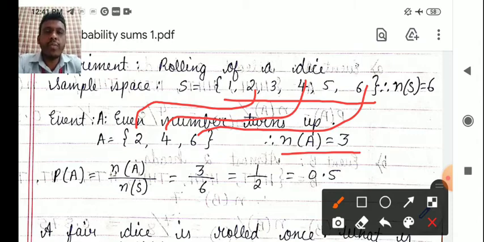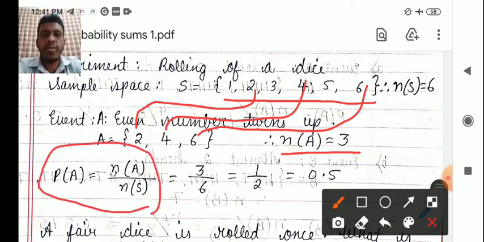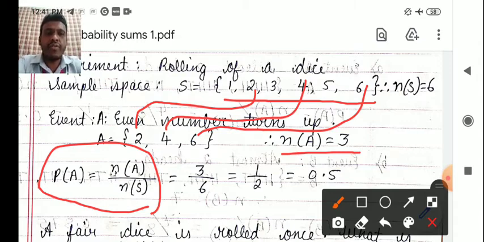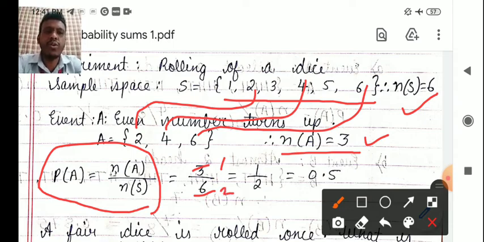So what is the probability of A? The formula is probability of A is equal to n of A upon n of S, which is equal to 3 upon 6. n of A is 3, n of S is 6. So 3 upon 6, that is 1 upon 2, since 3 ones are 3, 3 twos are 6. So it becomes 1 upon 2, which is equal to 0.5. You can either keep it as the fraction 1 upon 2 or as the decimal 0.5. Your answer should always be between 0 and 1. It should be a positive answer only, then only it is right.